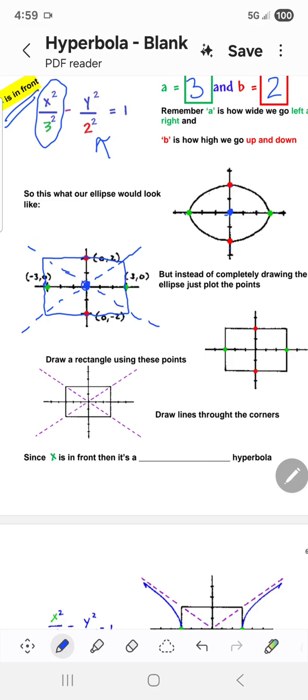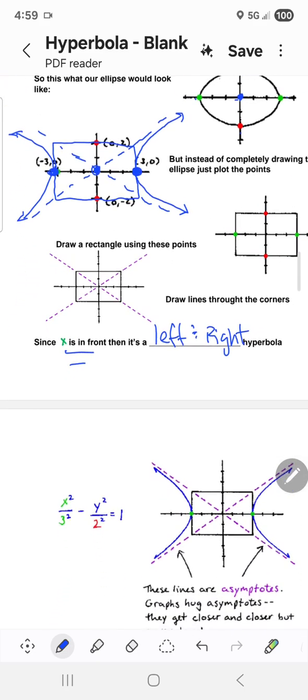I know where my vertices are. They're right here. I also know that graphs hug asymptotes, so my hyperbola goes out left and right and hugs along that line. And again, because x is in front, we know that this is a left and right.